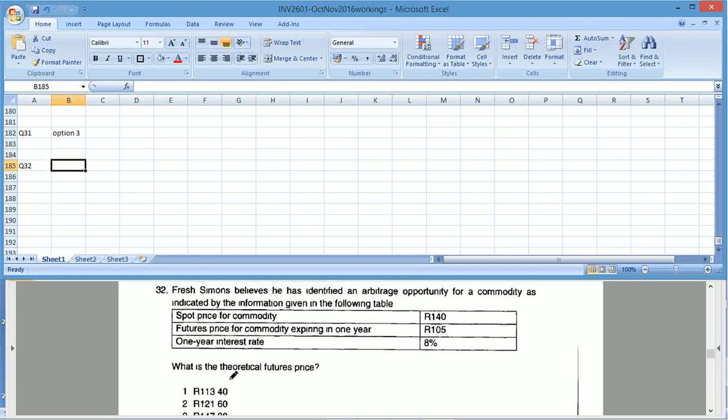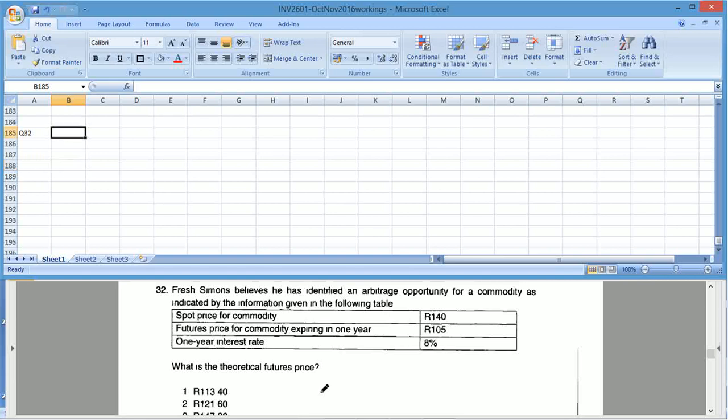Okay, the next one. What is the theoretical futures price? So futures price, we're taking something now at spot and we're taking it forward. F believes he has identified an arbitrage opportunity for a commodity and indicates the following information in the following table. The spot price for a commodity is that, and the futures price for a commodity expiring in 1 year. So that means it's the current thing that I need to take forward, and that's the spot price of the commodity. So what is the theoretical futures price?